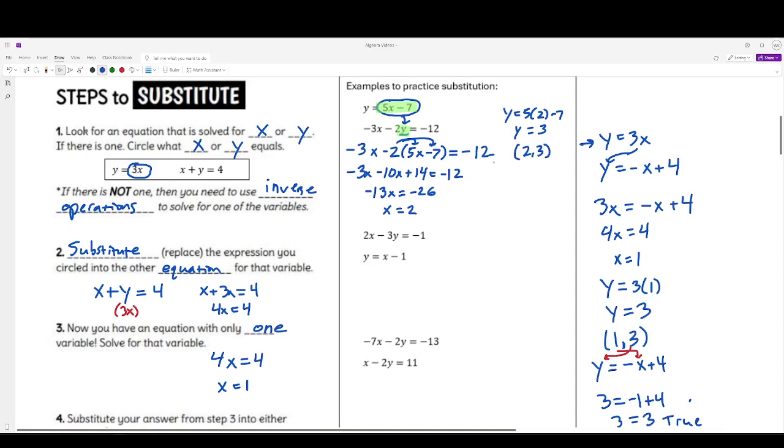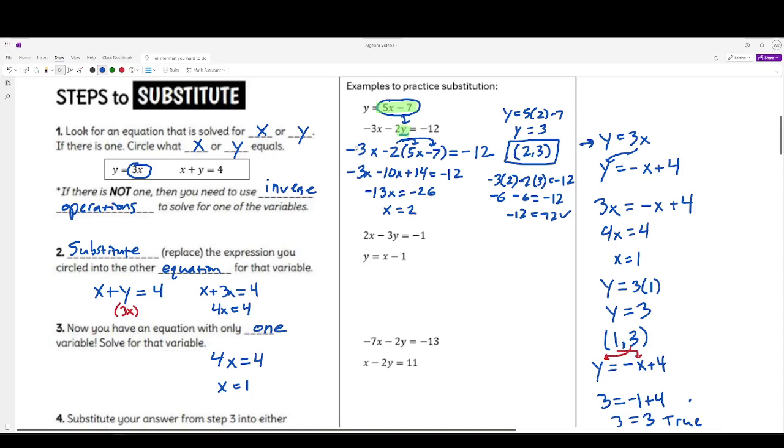And I'm going to use the other equation to check it. So negative 3 times my x value of 2 minus 2 times my y value of 3 equals negative 12. That's negative 6 minus 6 equals negative 12. Negative 12 equals negative 12. So I'm positive that 2, 3 is my correct answer. And then we move on to the next problem.